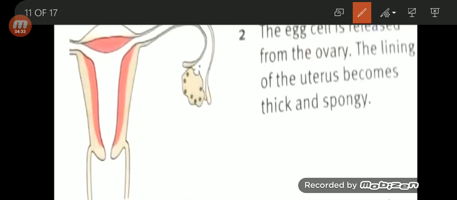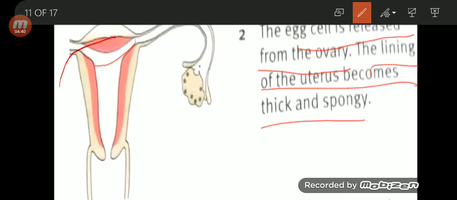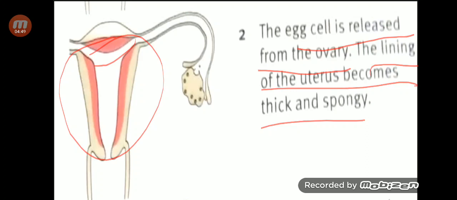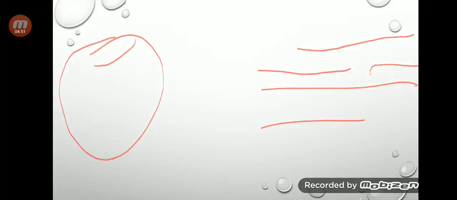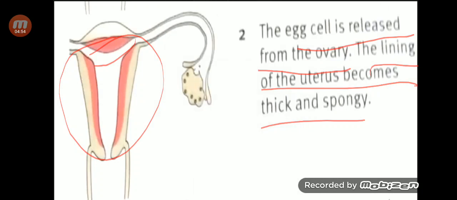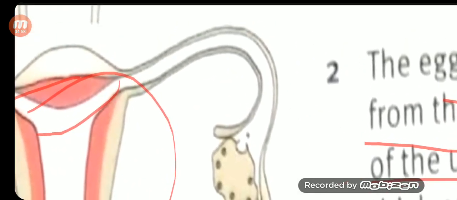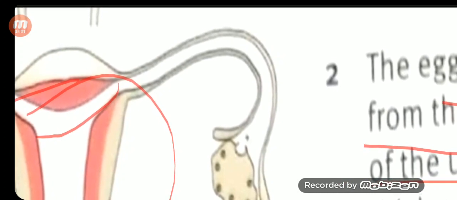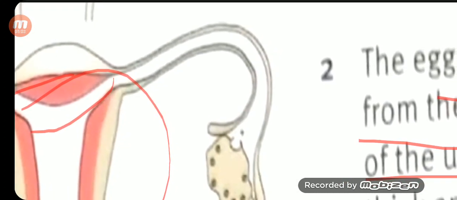Here, step number 2, the release of the egg cell. The egg cell is released from the ovary and the lining of the uterus becomes thicker. You can see that it has become thicker and more spongy with the passage of time. Here you can see that the egg cell is released from the ovary, and now it will go into the oviduct where it will wait for the sperm to come and fertilize the egg.